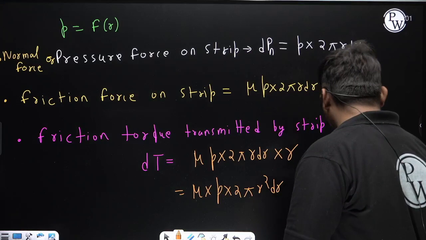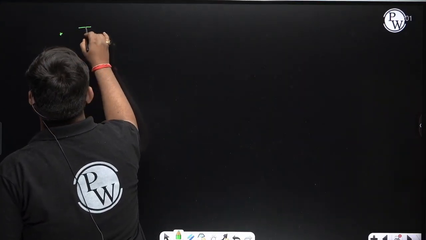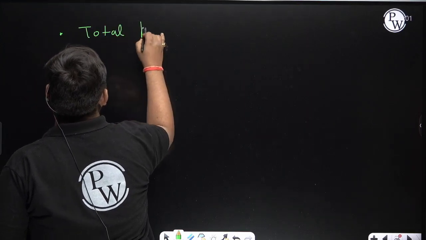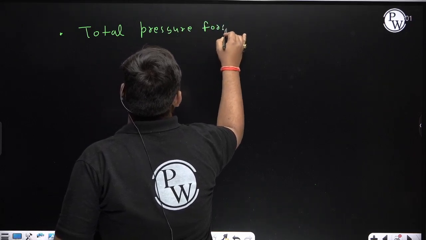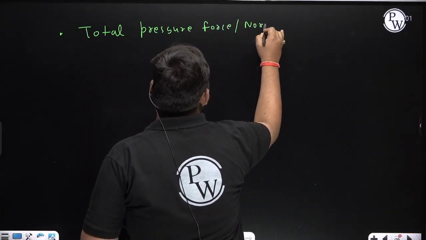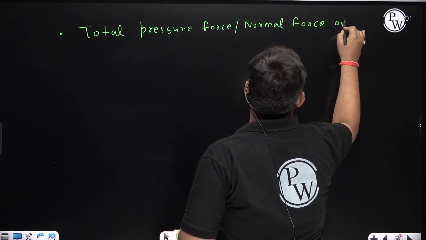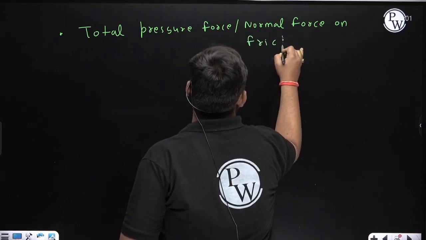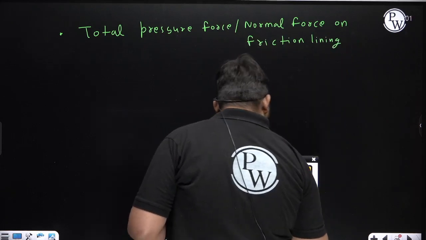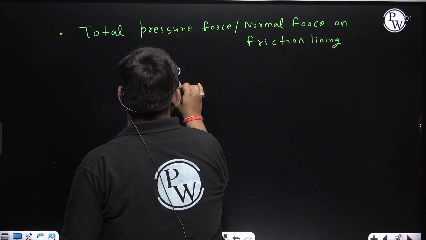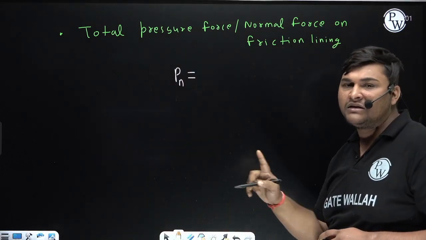Now if I ask what will be the expression of the total pressure force, or normal force, on the friction lining? Suppose I denote the total pressure force, or total normal force, as capital Pn. Why I am calculating this, you will understand easily.